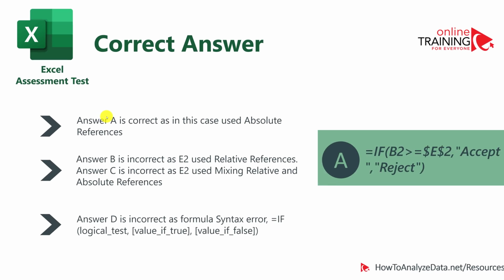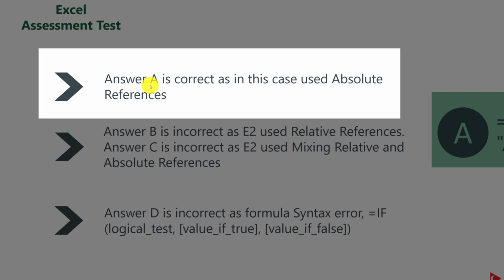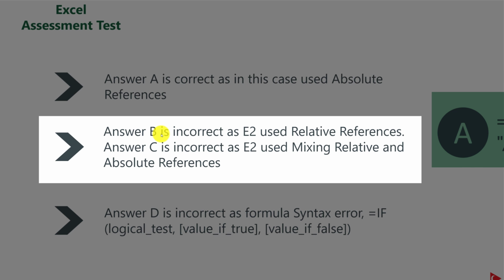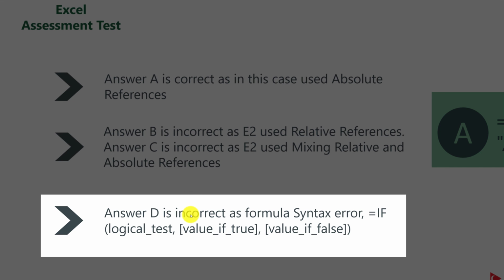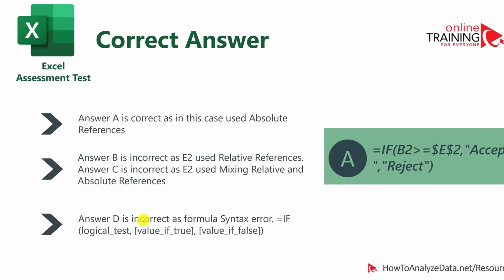The correct answer here is A, because in the case of A, it uses absolute references. Case B is incorrect because it uses relative references. And answer D is incorrect because there is an error in the syntax of the formula here. So hopefully you've got this one right.